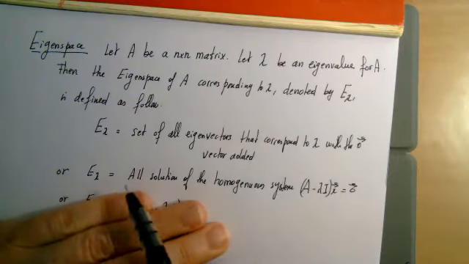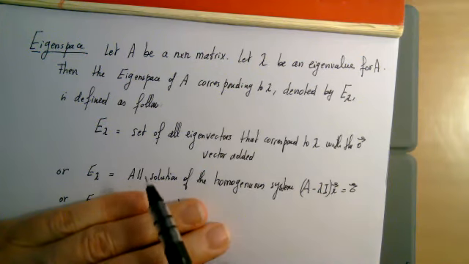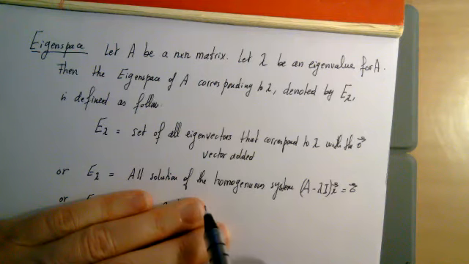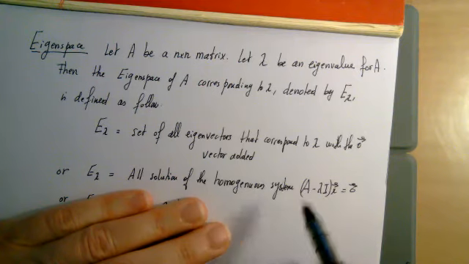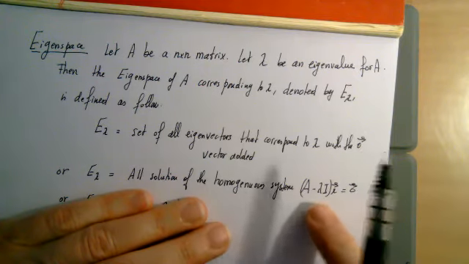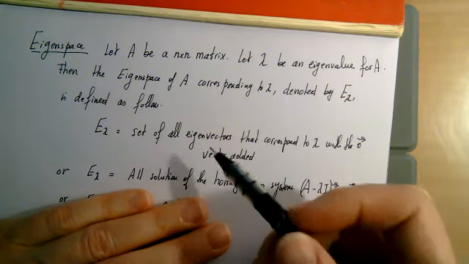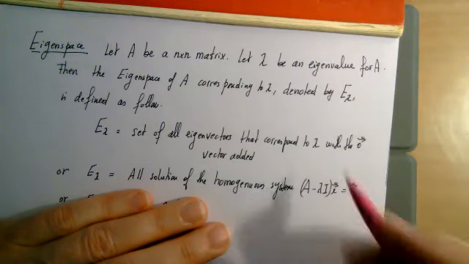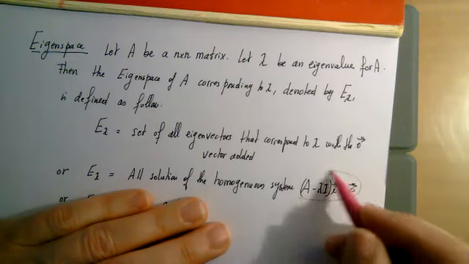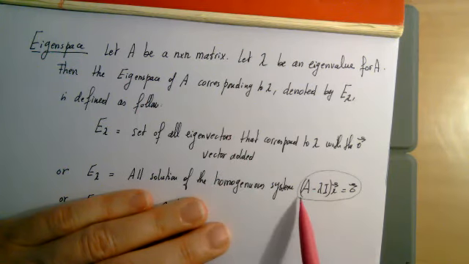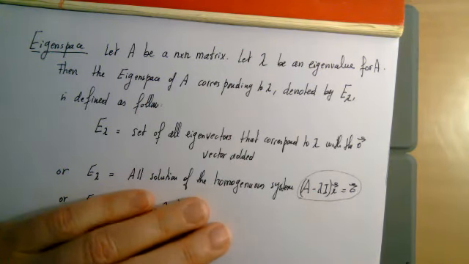So basically, what's E lambda? E lambda is nothing more than all the solutions of the homogeneous system (A minus lambda I)X equal to 0. All of them, because the eigenvectors are obtained by solving this system. So another way of writing the eigenspace is all the solutions of the homogeneous system.